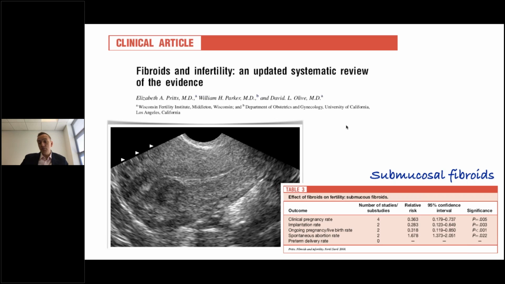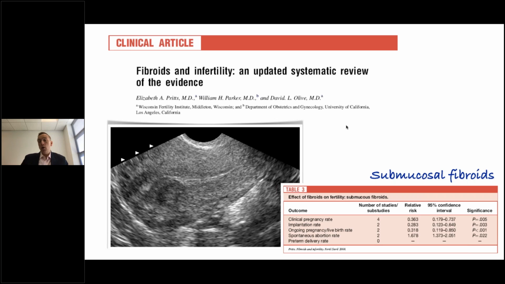But what you can see from this review is it suggests, and it is a systematic review, so this is not definitive information, this is just an idea. And it does suggest that a submucosal fibroid reduces implantation by up to 70%. You can see the relative risk of 0.636 and 0.28, and reduces the chance of live birth. So this suggests submucosal fibroids reduce implantation and increase the risk of miscarriage, thereby reducing live birth.